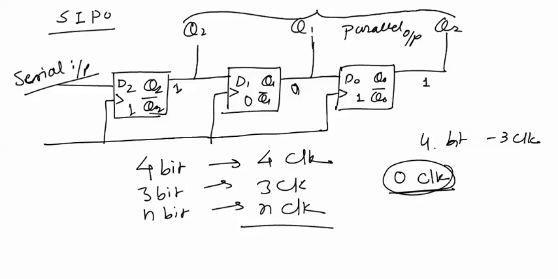So for the serial input, serial output shift register, for input of 4 bits, 4 clock pulses were required. For output of 4 bits, 3 clock pulses were required. And in the serial input parallel output shift register, for inputting 4 bits we required 4 clock pulses, but for taking the 4 bits at the output we need not apply any clock pulse. All the bits can be taken at the output directly if they are stored in the flip-flops.